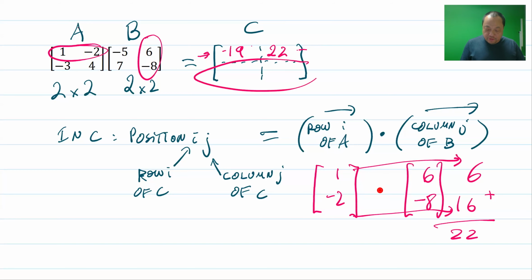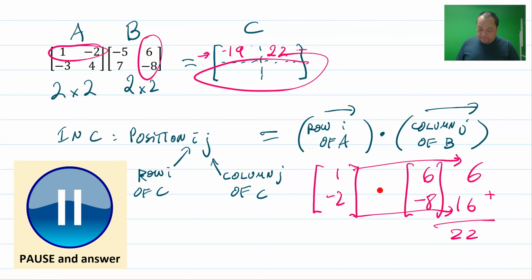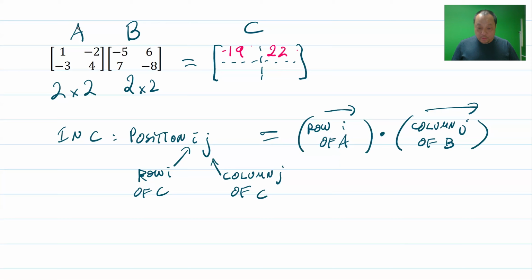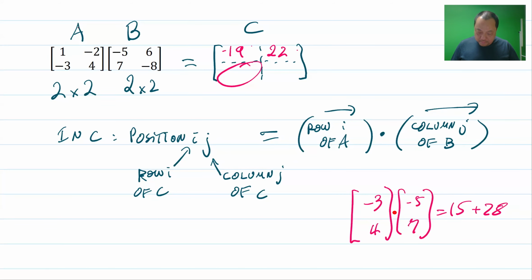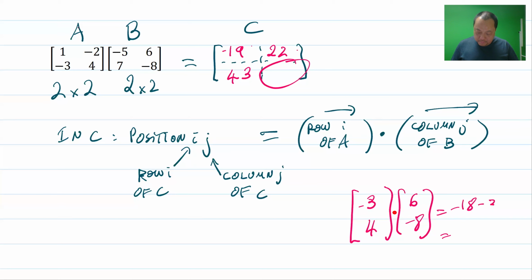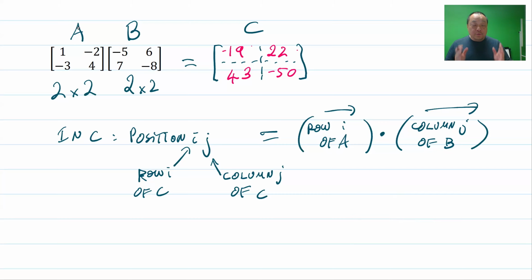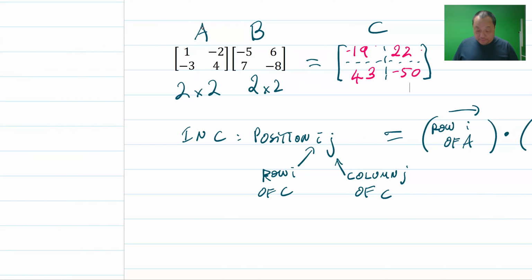Go ahead and finish off the multiplication for this matrix. Press pause and come back when you're done. Okay, welcome back. I will quickly write down the work for this. This position here, 43. And then that position there, negative 50. Alright, so that's how you multiply two matrices together.